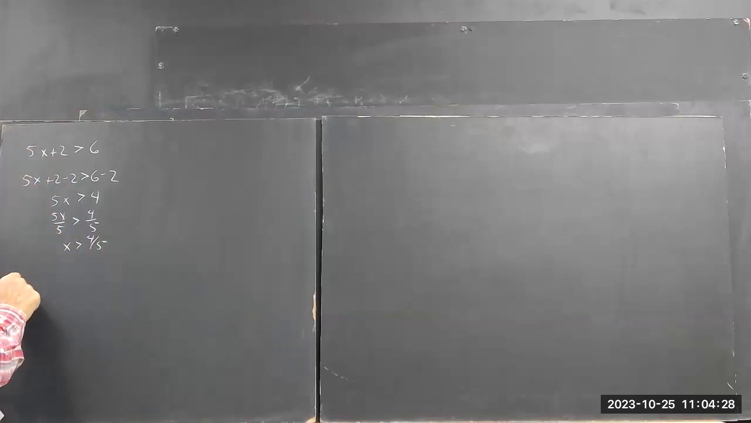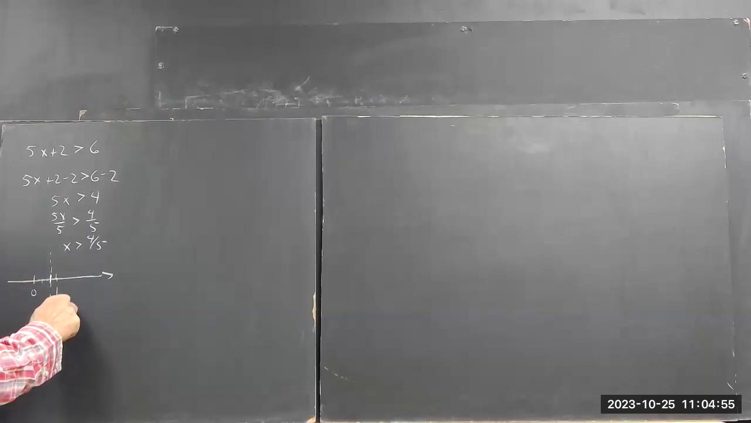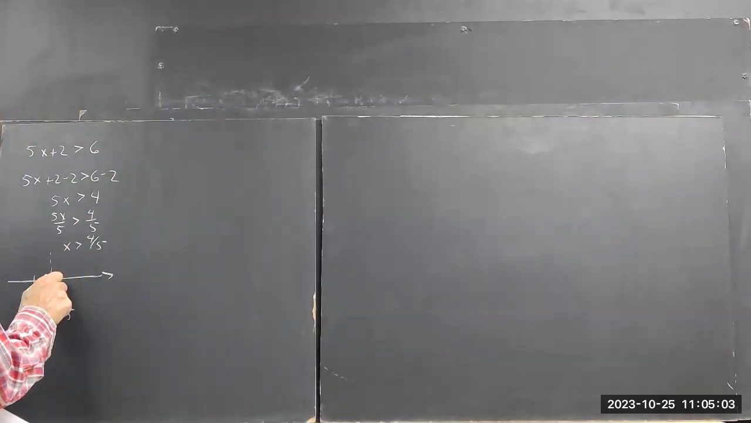And of course, then we could graph this. We have 0 here, and let's say 1 here, and then we have other numbers out there. 4/5 is somewhat less than 1. In other words, if we divide the interval from 0 to 1 into 5 equal parts, then 4 of them give us 4/5. So right here, let's say is x equals 4/5. And the graph of this solution would not contain 4/5 because this is greater than.